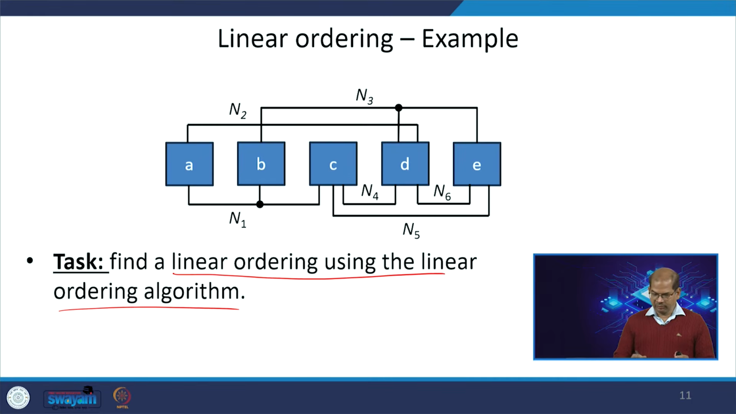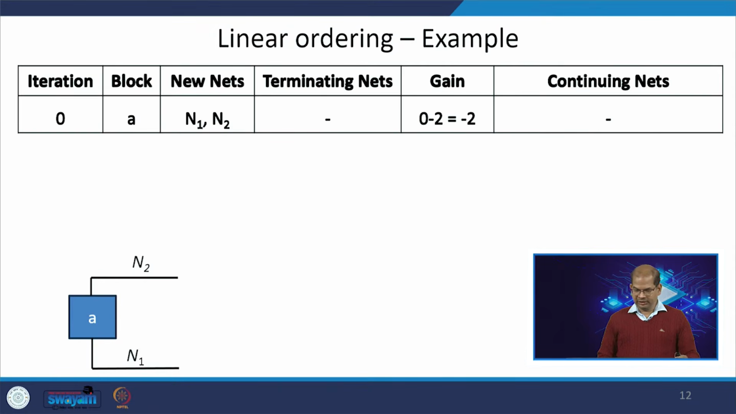So, if I go to the block A, what are my new nets? N2 and N1 are my new nets. Our first block is the block A. We are assuming that the block A will be placed first.